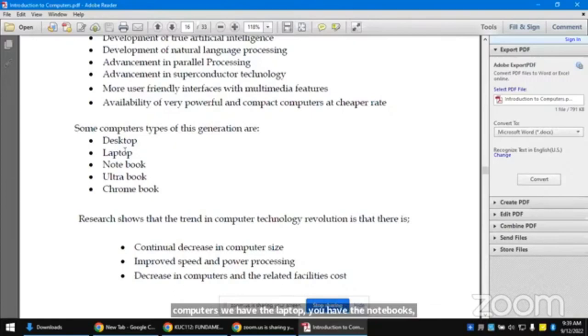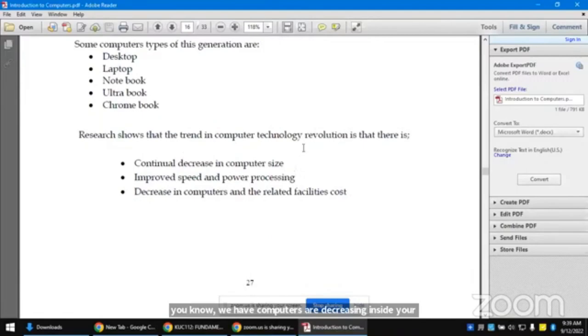So research shows that the trend in computer technology revolution is that there is a continual decrease in computer size. As you know, computers are decreasing in size. Your smartphone is actually a computer because it can do most of the functionalities. It's much smaller. Right now, you're accessing all this internet, enjoying all these services, courtesy of that small smart computer called the phone. And it has a higher processing power compared even to the laptops, depending on the phone you have in the pocket.